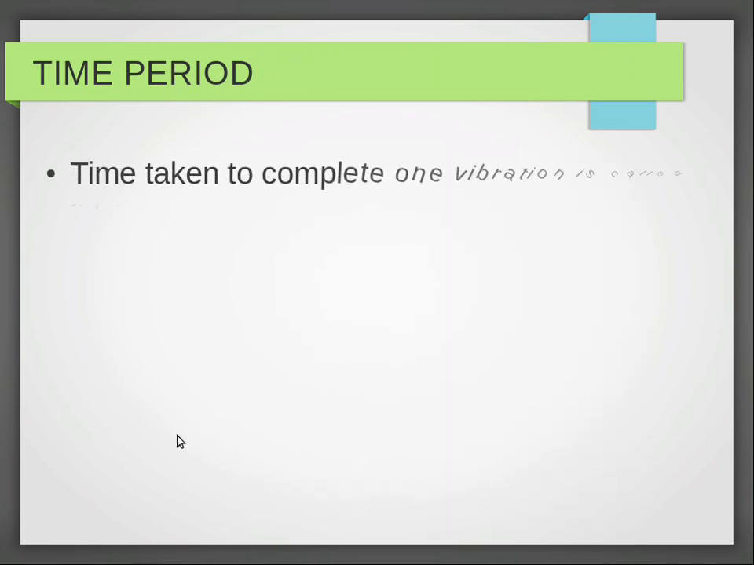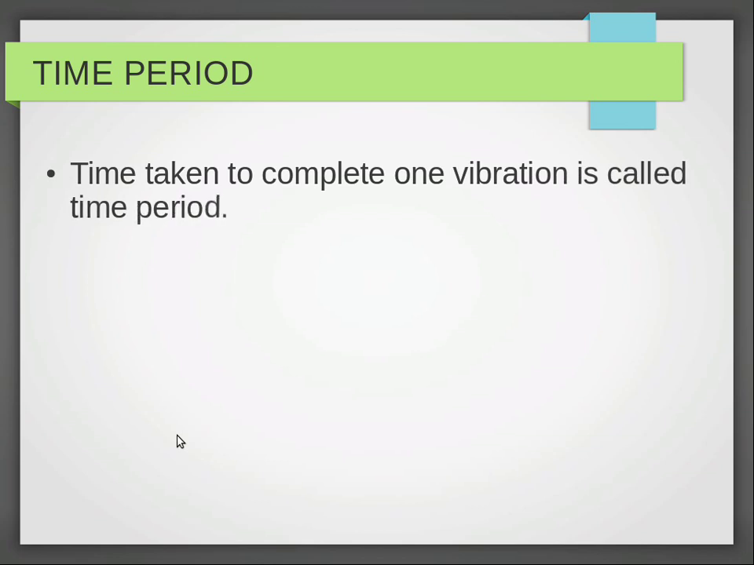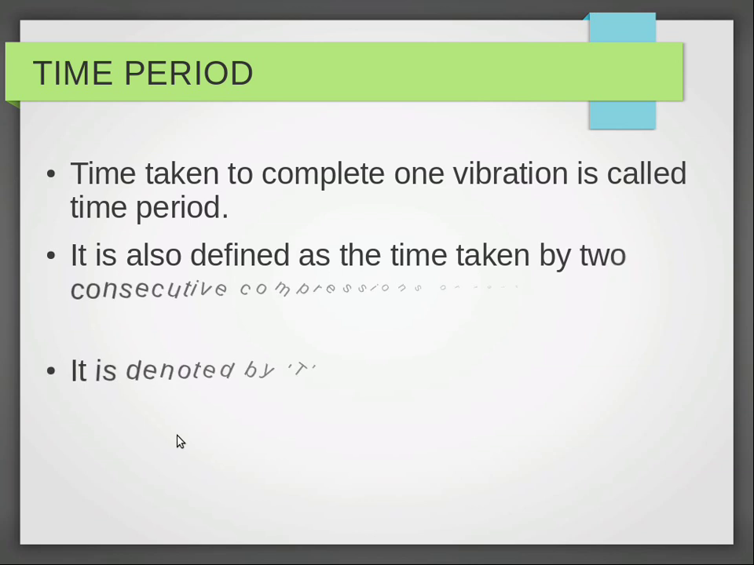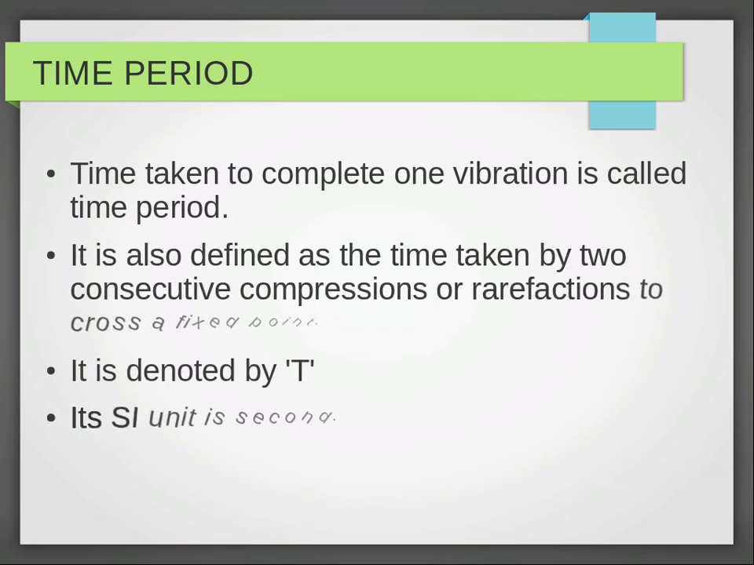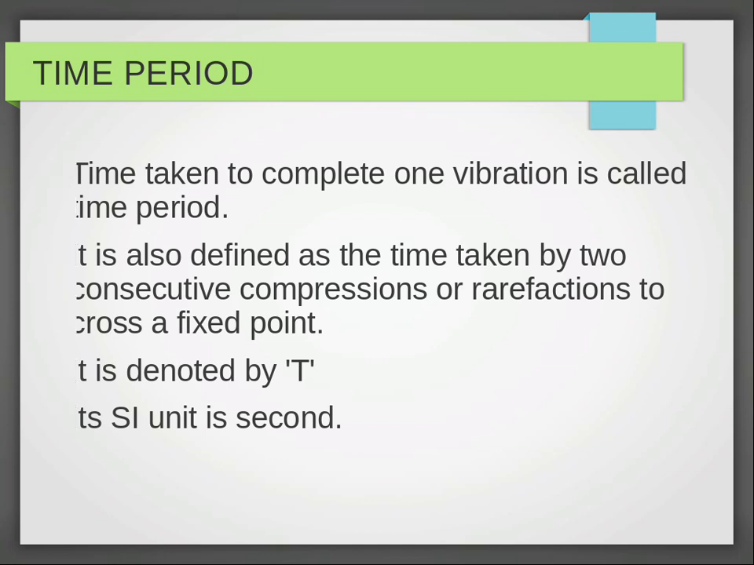The next characteristic of a wave is its time period. Time taken to complete one vibration is called the time period. It is also defined as the time taken by two consecutive compressions or rarefactions to cross a fixed point. It is denoted by capital T. As it is time, its SI unit is second.